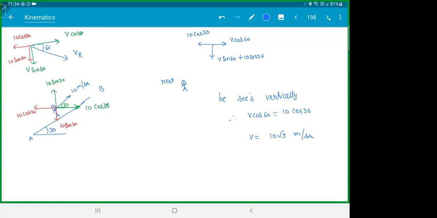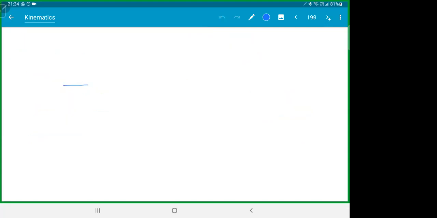Clear? Now the actual thing. Question is still not over. So now we have this person on BC who is going with 10 meter per second. The rain is actually falling with 10 root 3 at 60 degrees.